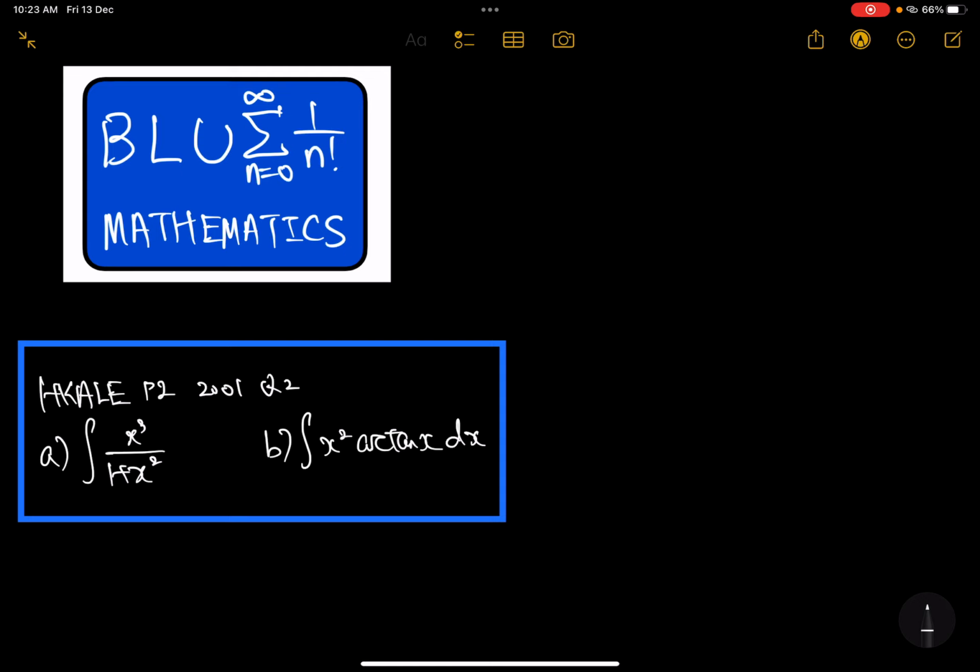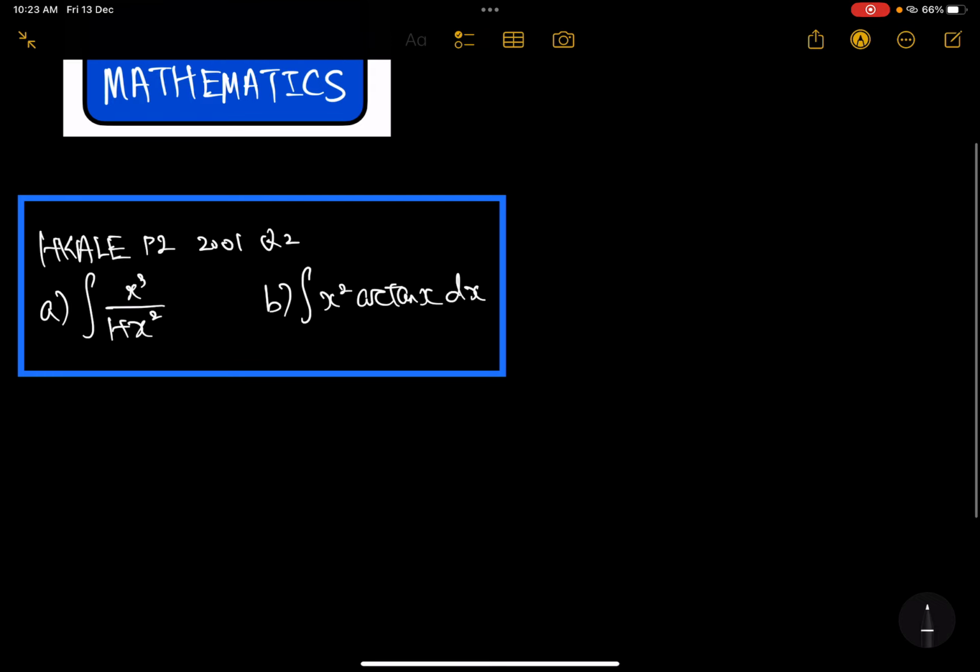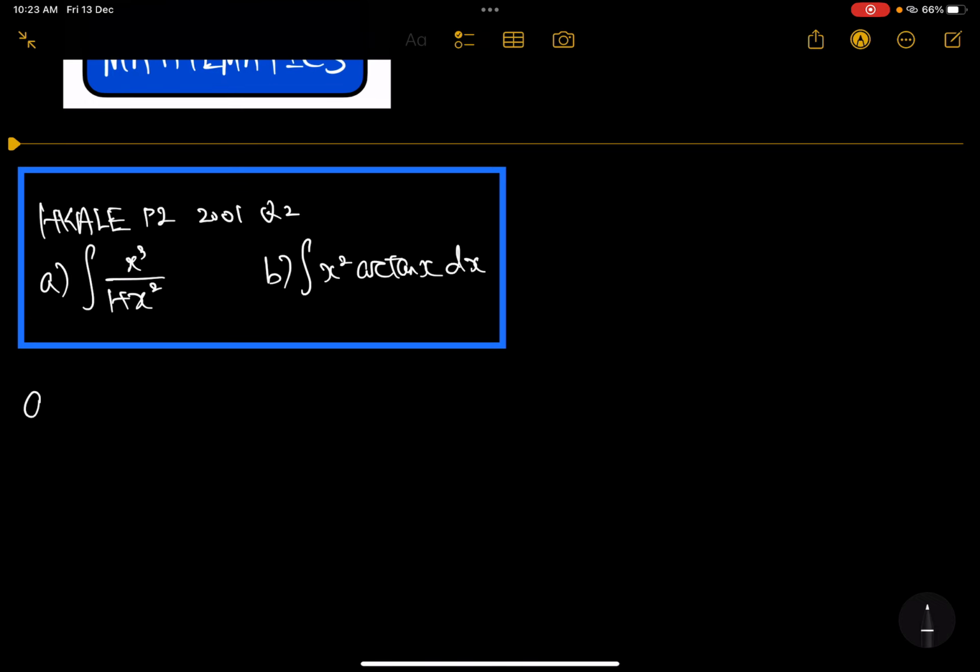Today we're going to talk about some indefinite integration. This is one of the older A-level papers in Hong Kong, and I'll explain how to do it. So in part A, this one's really straightforward.